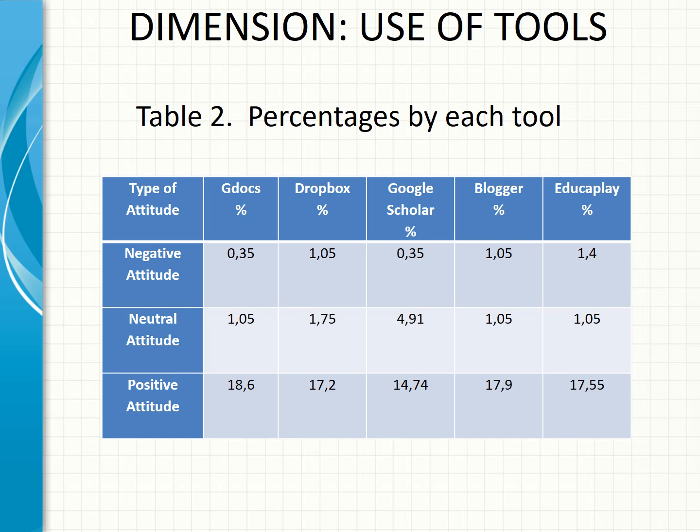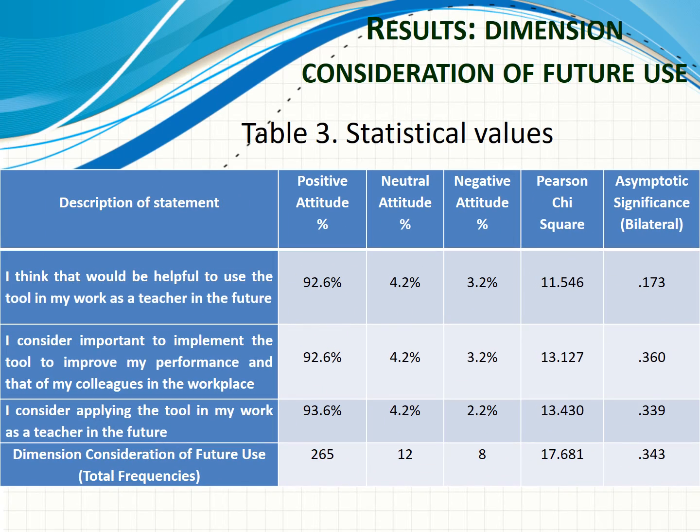Well, let's check now the dimension of consideration of future use. This dimension allows us to assess the possible future use of free technological tools by respondents, and measures the level of consideration of whether they could be implemented in teaching. Also here you can see that almost all the results are related with a positive attitude.